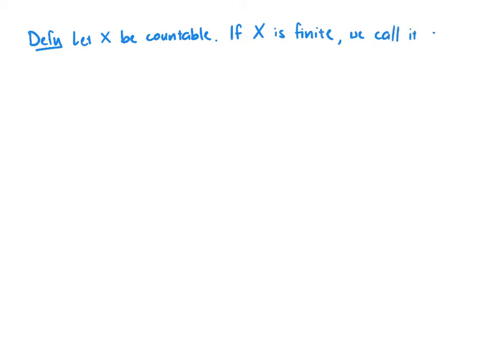Now, we just finished with the definition of a countable set. There are actually two different types of countable sets, so we'll define those here. So let X be countable. Right, and remember that means it has the same cardinality as some subset of the natural numbers. So if X is finite, so it has finitely many elements, then unsurprisingly, we call it a finite set.